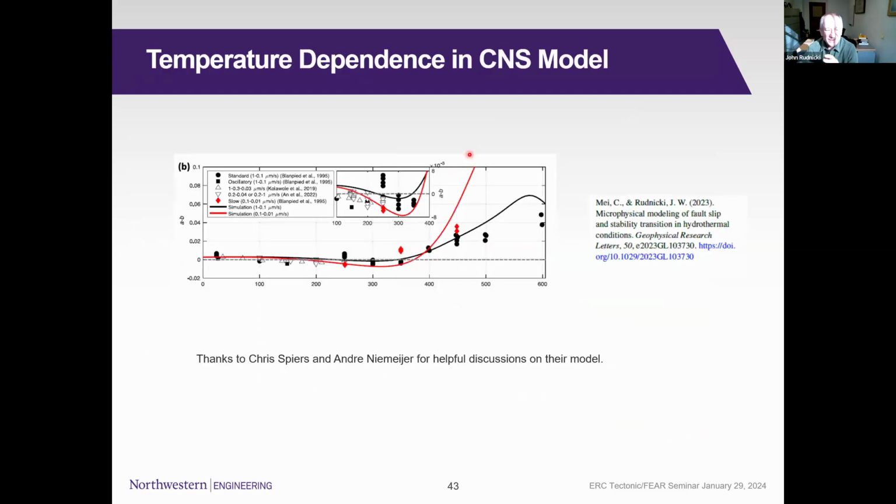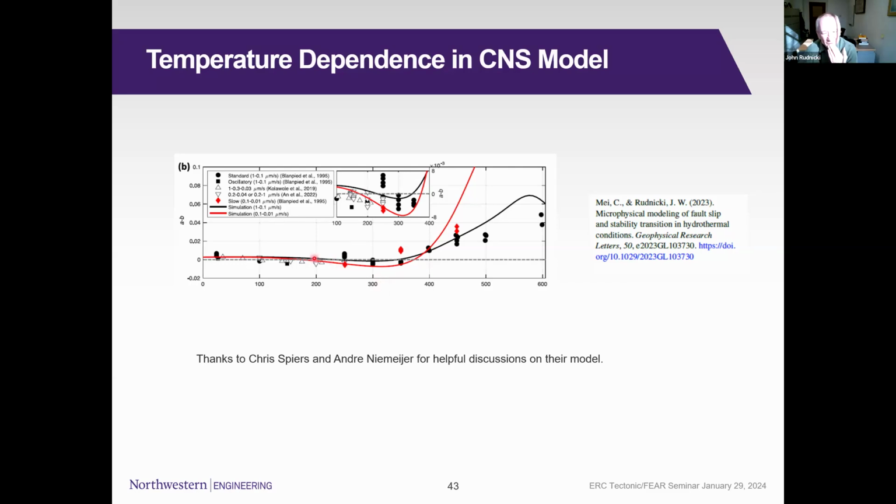aside, we've used the CNS model to look at some data on the temperature dependence of frictional parameters. And the motivation was some old work by Blampede, which showed that there is a slight change from velocity strengthening to velocity weakening at about 300 degrees. And that turns out to be the temperature at the bottom of the borehole for the Forge site, Frontier Observatory for Research in Geothermal Energy in Utah.